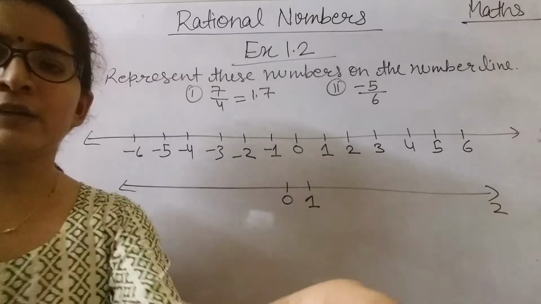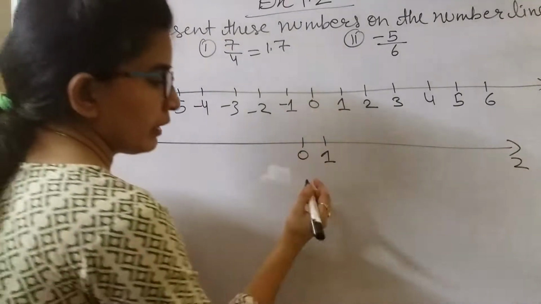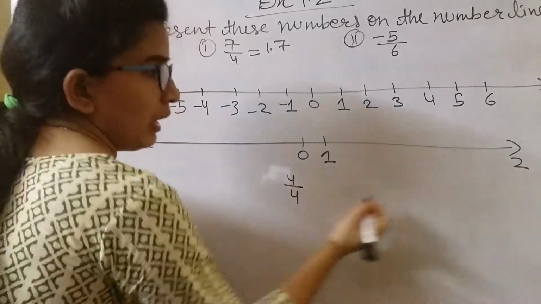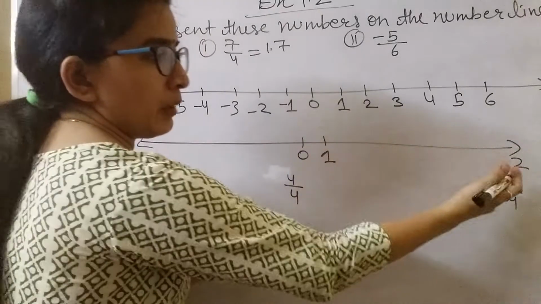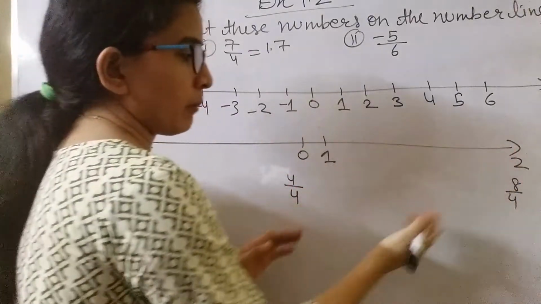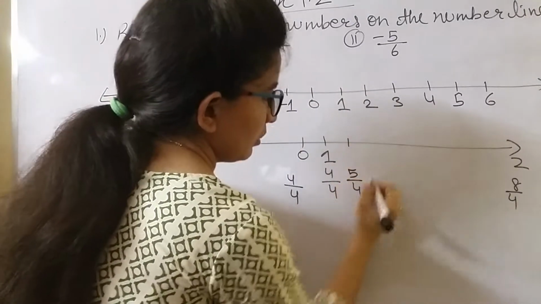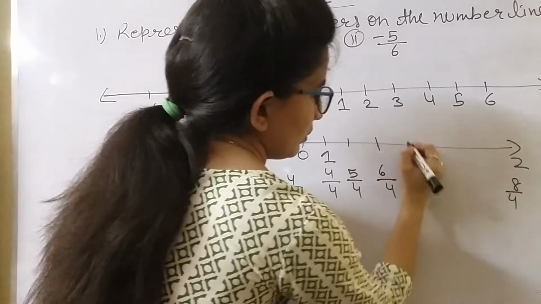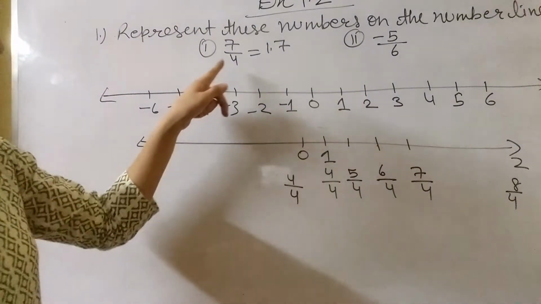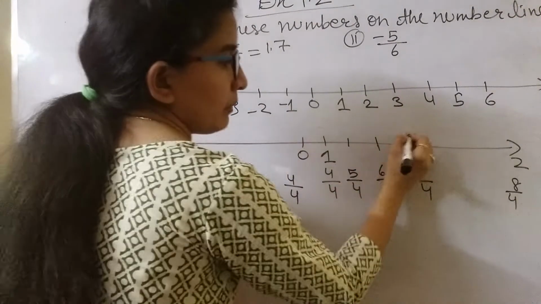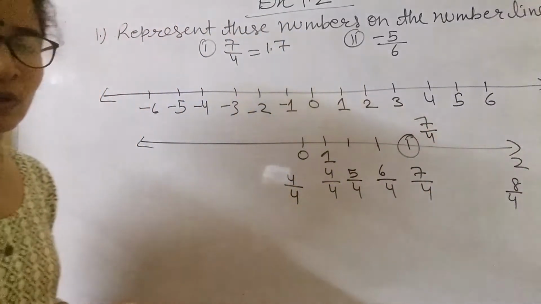Now we can see that 1 can be written as 4 by 4 and 2 as 8 by 4. Now the numbers which lie between these two numbers will be 5 by 4, 6 by 4, 7 by 4 and 8 by 4. So we have to show 7 by 4, so that will be marked here, 7 by 4, which is equal to 1.7.